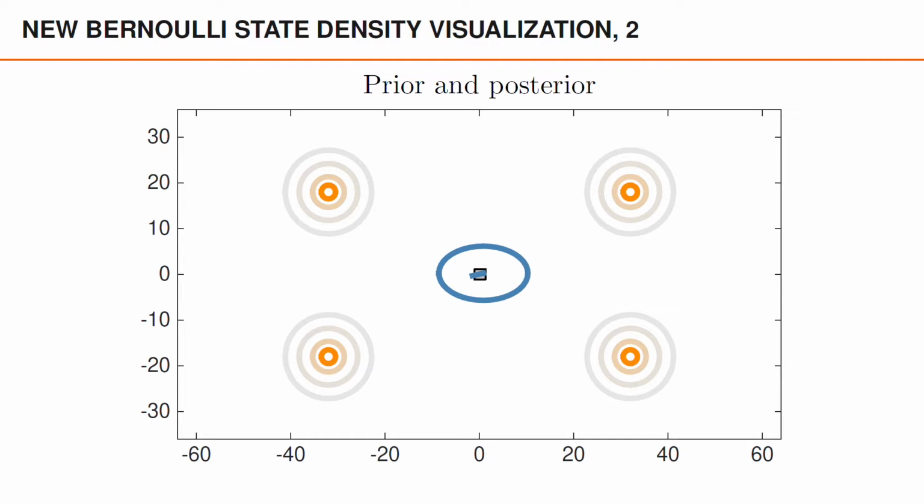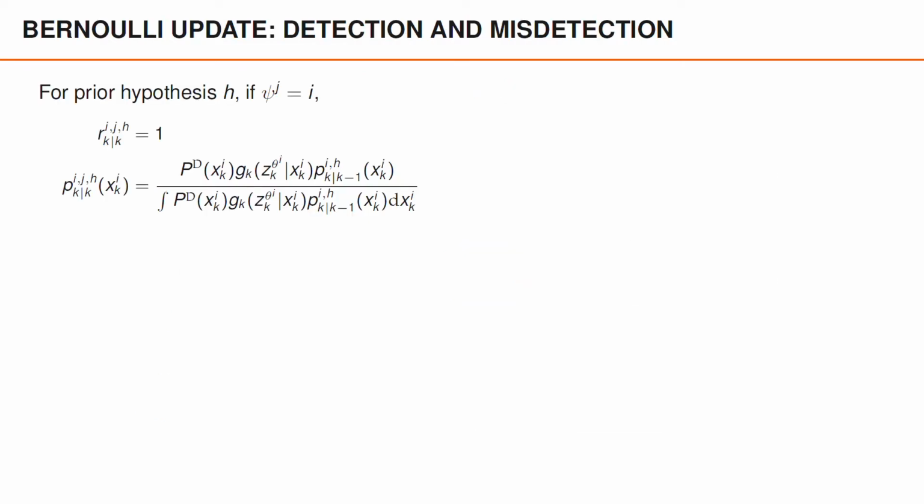However, as we saw earlier, the probability of existence for these 2 examples would be quite different. So this shows us how we handle undetected objects and objects detected for the first time. We also have the objects that have been detected before. For a prior multi-Bernoulli hypothesis H, if a measurement association psi j is equal to i, then the posterior parameters for the ith Bernoulli are given here.